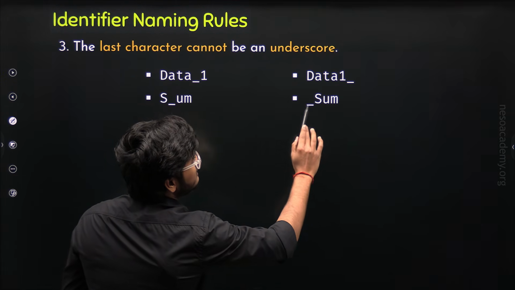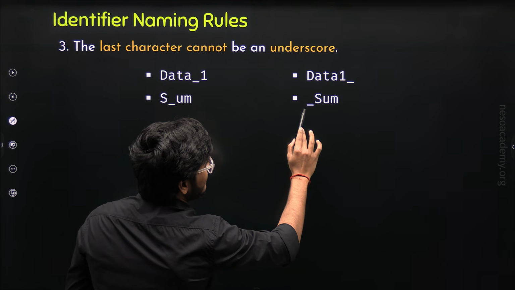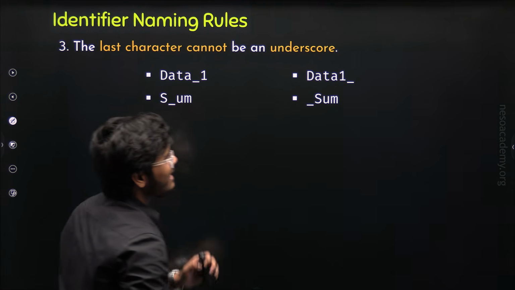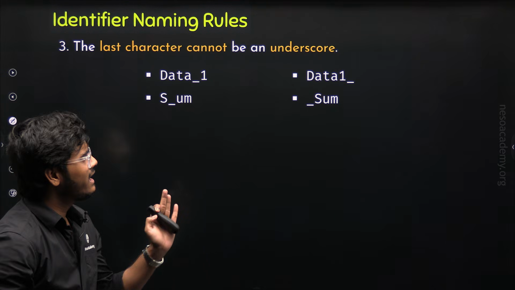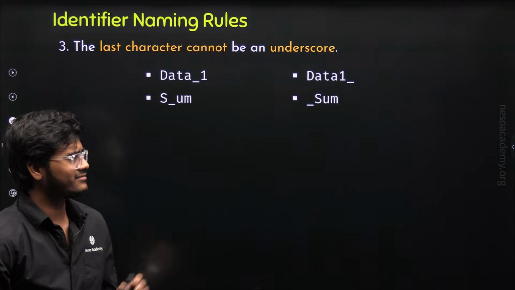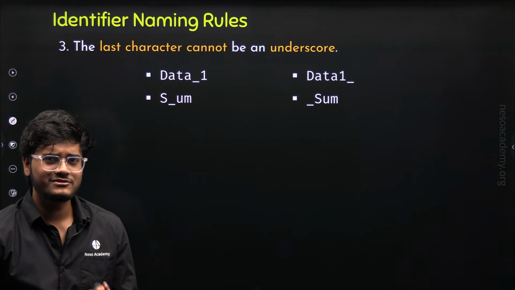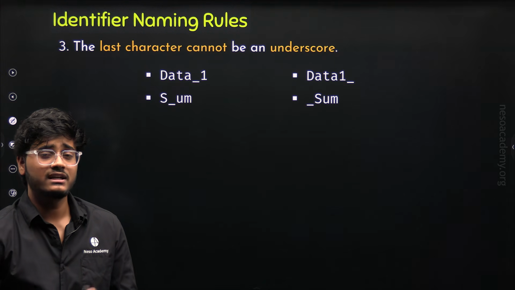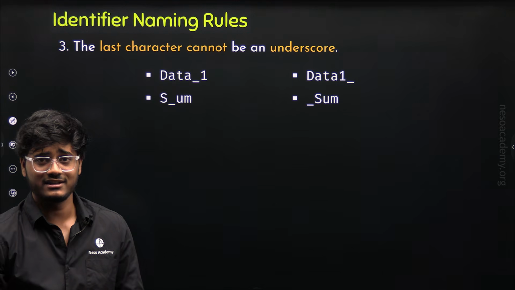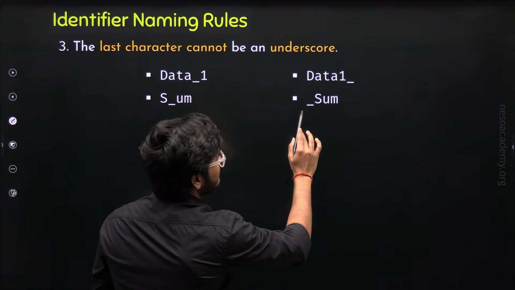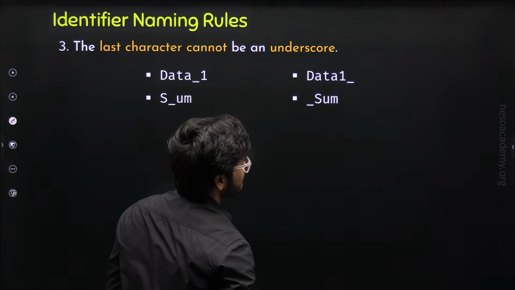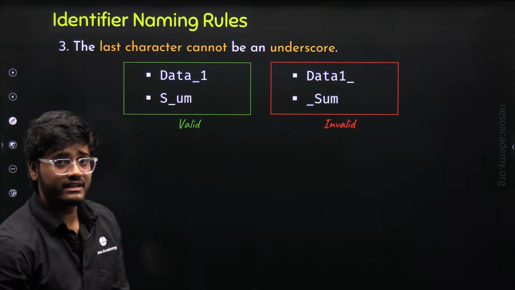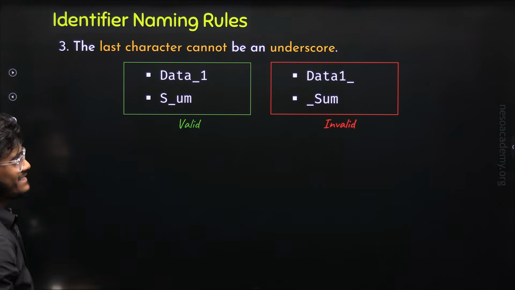Now, what about this identifier name, which is starting with an underscore, _SUM? As per the third rule, there is no underscore at the end. So, is it valid? No, because it is clearly violating the second rule, which says the first character must be a letter. And here we can see that the first character is an underscore. So I hope you understand why these examples are invalid and these examples are valid.